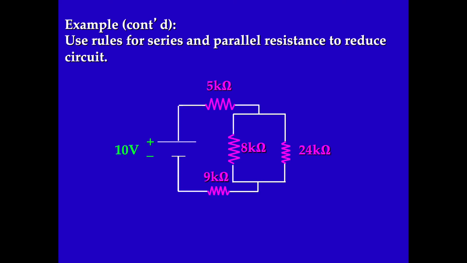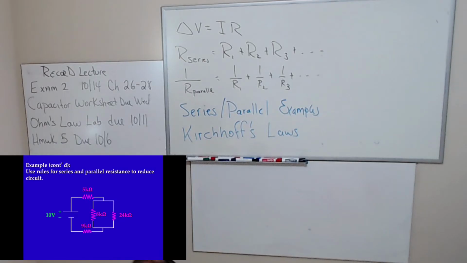So now I have a 24. Yeah, the 5 and the 9K will be in series, of course, but I have to reduce the 8 and the 24 into one resistor. Then I'll have 3 resistors in series. So we'll get to that point, Patrick. So we have an 8 and a 24. And okay, I got to do a little bit of math. I know they're in parallel. We're going to do some fractions with common denominators.